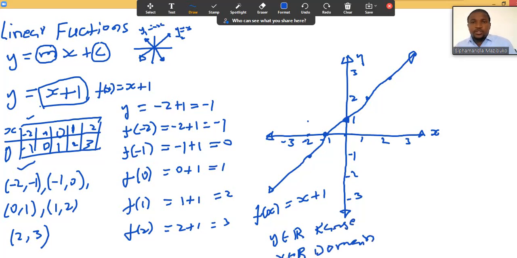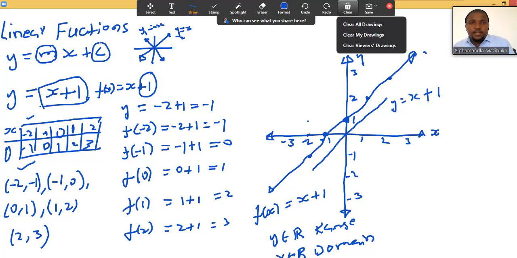Okay, so let's try to look at another example as well. So you see what 1 has done, because you see we added 1 from the original function, which would be here if we were looking at y is equal to x. So when we add 1, this is what is happening. The graph is shifting upward. You can see the difference, right? So that is an effect of C.